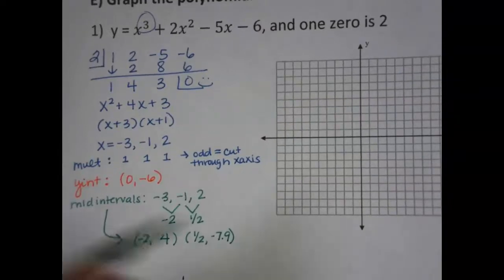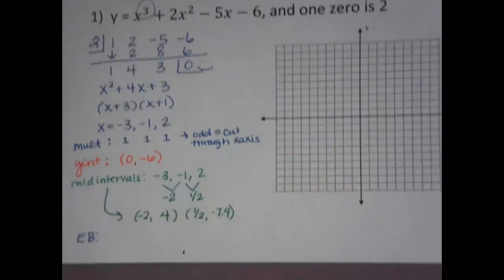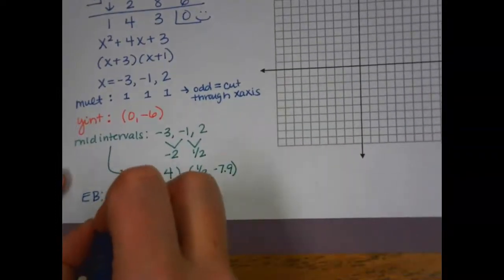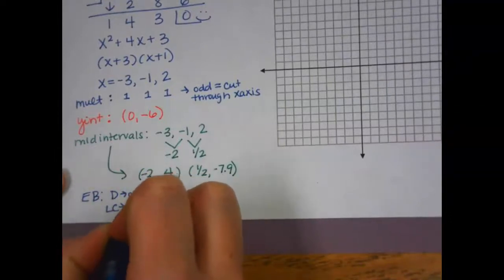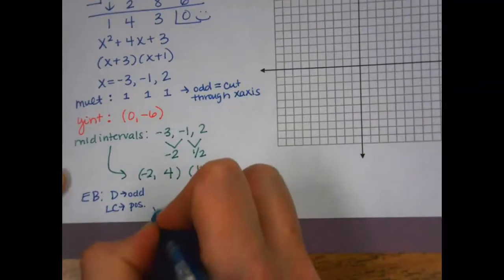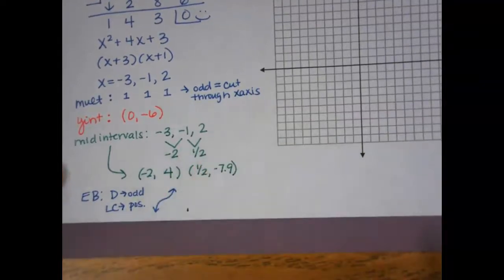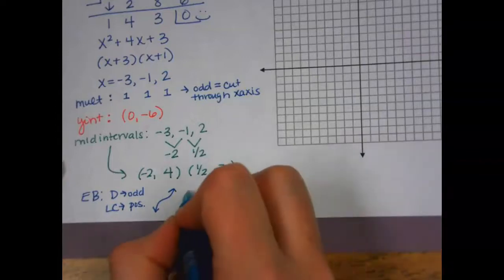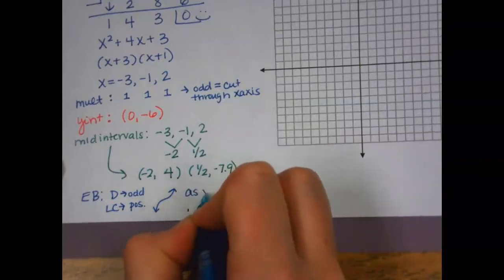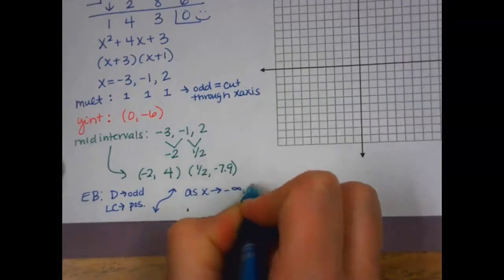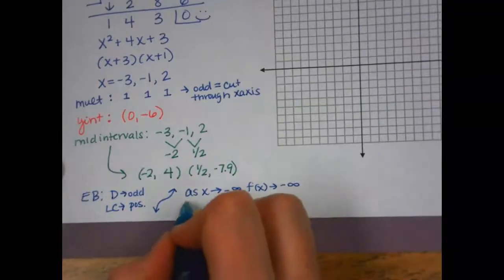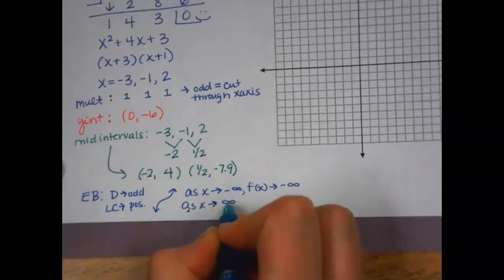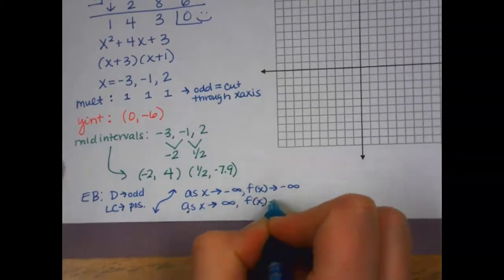All right, then I want to take a look at my end behavior. What should this graph look like? Well, let's see. It has a degree that is odd and a leading coefficient that is positive. So that means it should look like a cubic increasing from left to right, which means my end behavior would be as x goes to -infinity, f of x goes to -infinity. And as x goes to positive infinity, f of x goes to positive infinity.